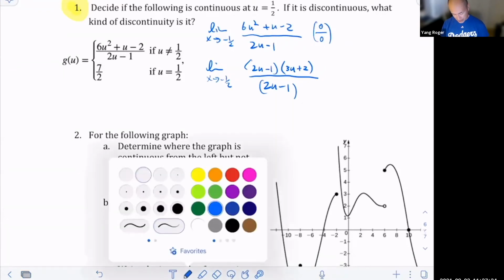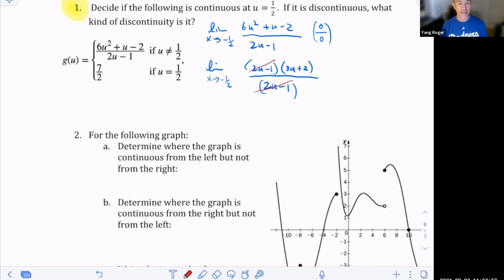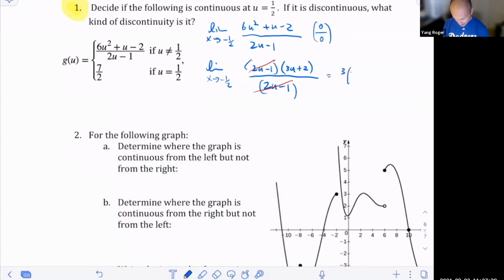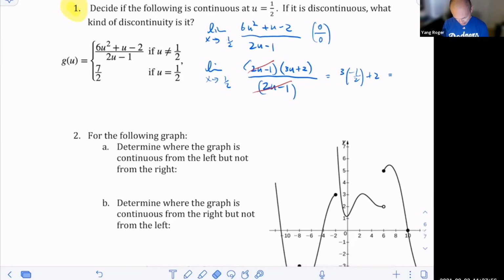Then because we have the same 0 factor in the numerator and the denominator, we can cancel these out. And I can insert a 1/2 in for u. So when I do that, I'm going to get 3 times 1/2 plus 2. What is that going to be equal to? Isn't it +1/2 coming from the left? You are correct. Thank you very much. For sure, you are correct. Okay.